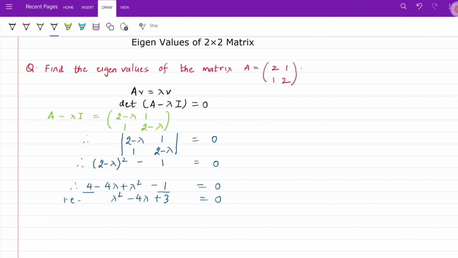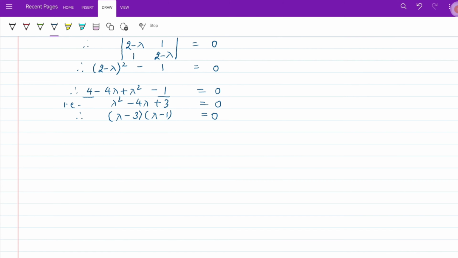This is a quadratic equation in λ, and we can easily factor this as (λ minus 3)(λ minus 1) equal to 0. Solving further gives us the roots λ equal to 1 and λ equal to 3. And that's it. We have found the eigenvalues of the given 2 by 2 matrix A.